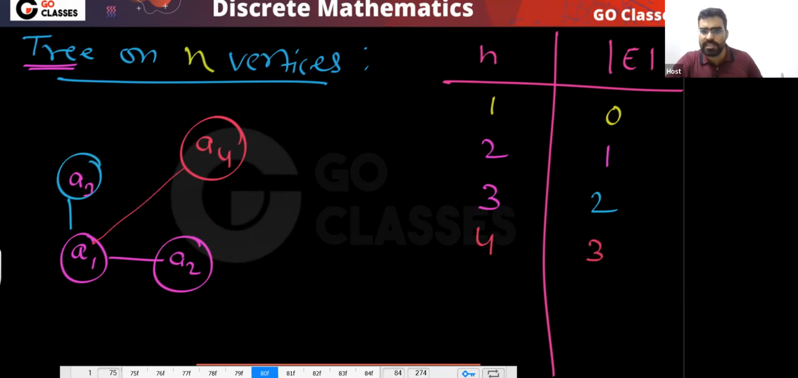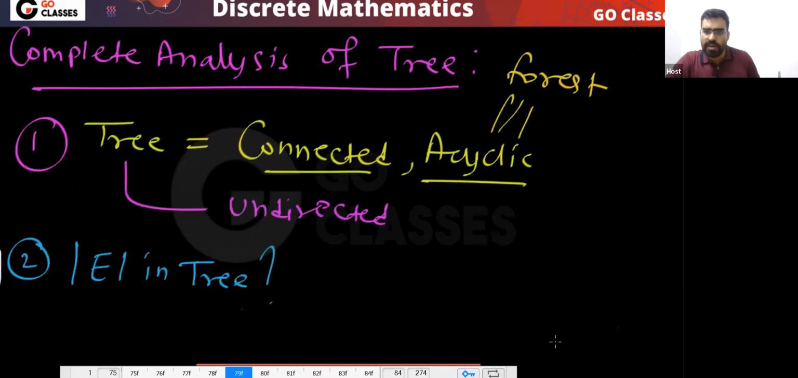So the idea is very simple. If you have n vertices, then there will be n minus 1 edges. So the number of edges in a tree will be equal to the number of vertices minus 1. This will be the number of edges in a tree.